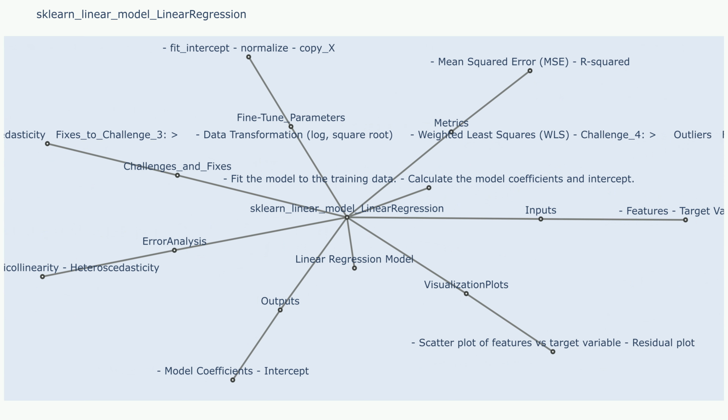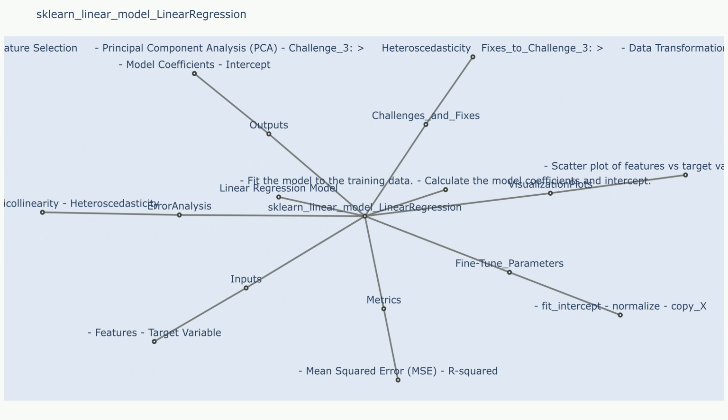Fine-tune parameters. fit_intercept: Boolean indicating whether to calculate the intercept, true, or assume it is 0, false. Default is true. normalize: Boolean indicating whether to normalize the features, true, or not, false. Default is false. copy_X: Boolean indicating whether to copy the input data, true, or modify it in place, false. Default is true. n_jobs: integer specifying the number of jobs to run in parallel for faster computation. Default is None, meaning it uses all available cores.